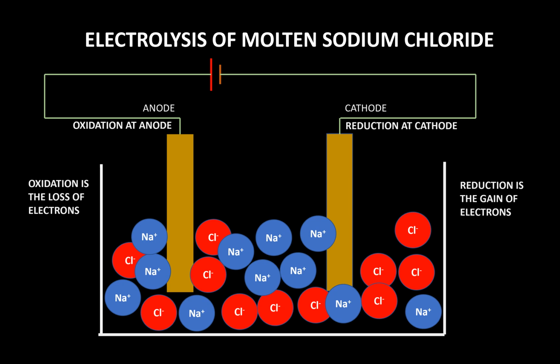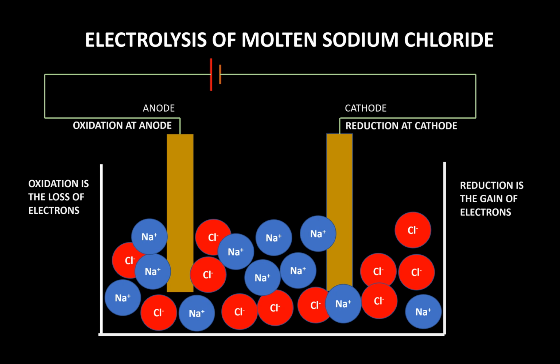Therefore, even a solid ionic compound will never conduct, but a molten ionic compound will definitely conduct, because a solid ionic compound does not have mobile ions. As you can see, there are two electrodes. One is called the cathode, the other is called the anode. Anode is a positive electrode because it is connected to the positive terminal of the power supply, and cathode is a negative electrode because it is connected to the negative terminal of the power supply.